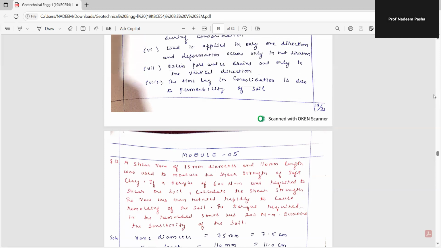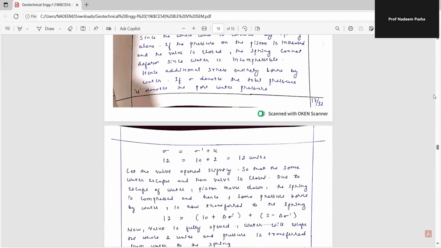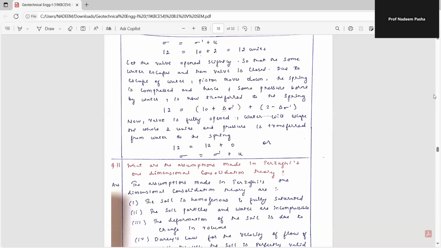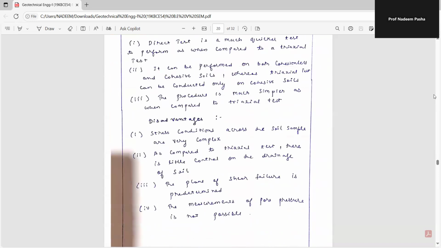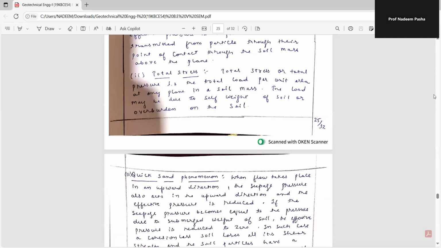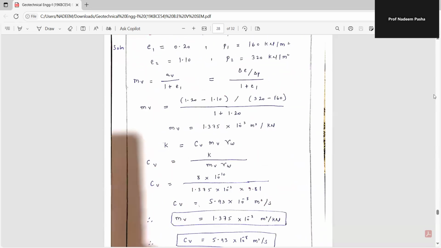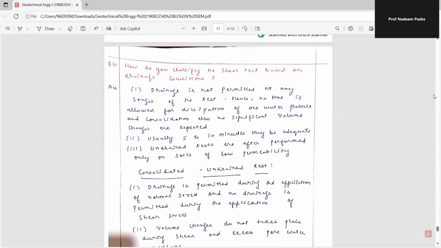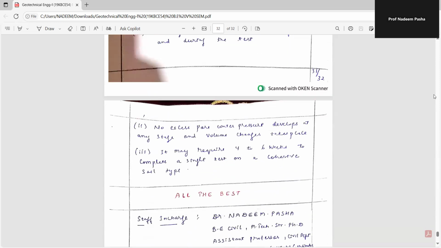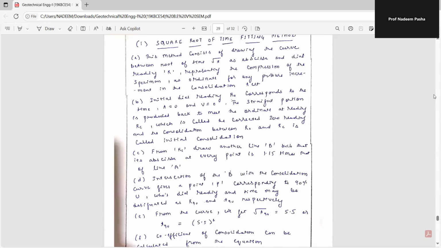Module 4 in 8 marks, total 11 questions are there for 8 marks, and 27 questions are there for 2 marks. 10 mark questions are from 12 to almost.